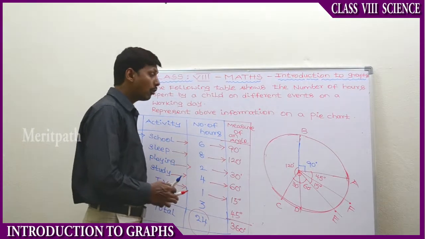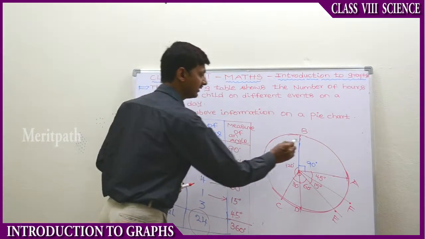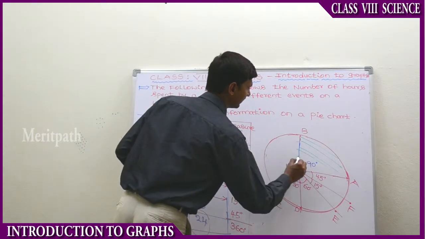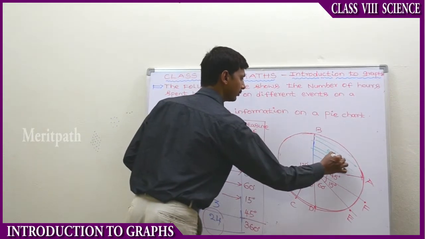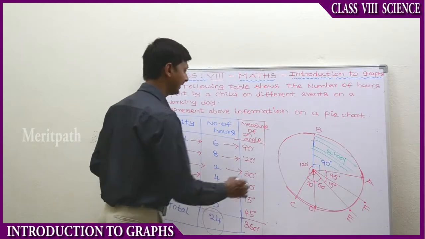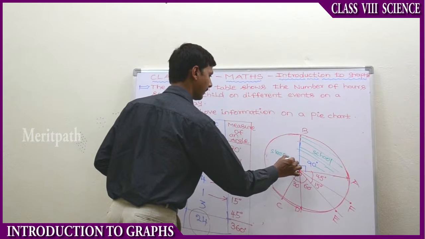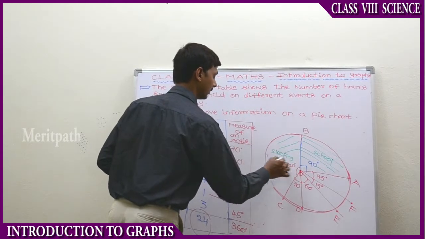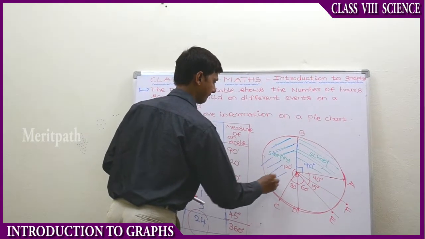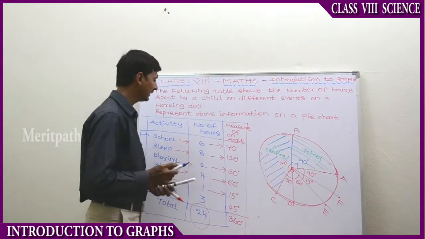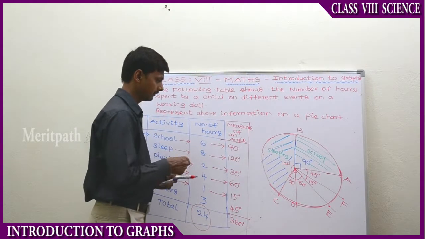These are the sectors we got in the circle. The first one is this one, 90 degrees, for the first activity. The next one, 120 degrees, is for sleeping. And 30 degrees is for playing.